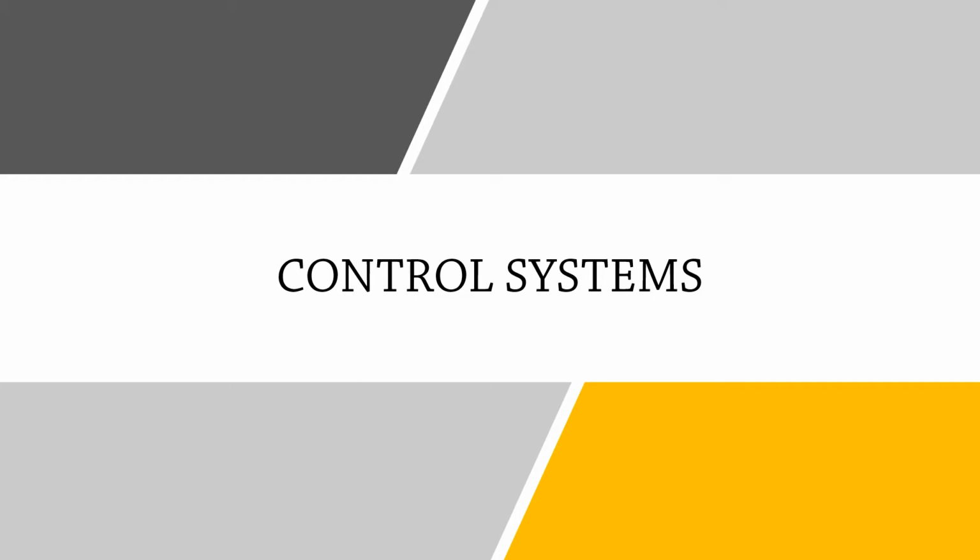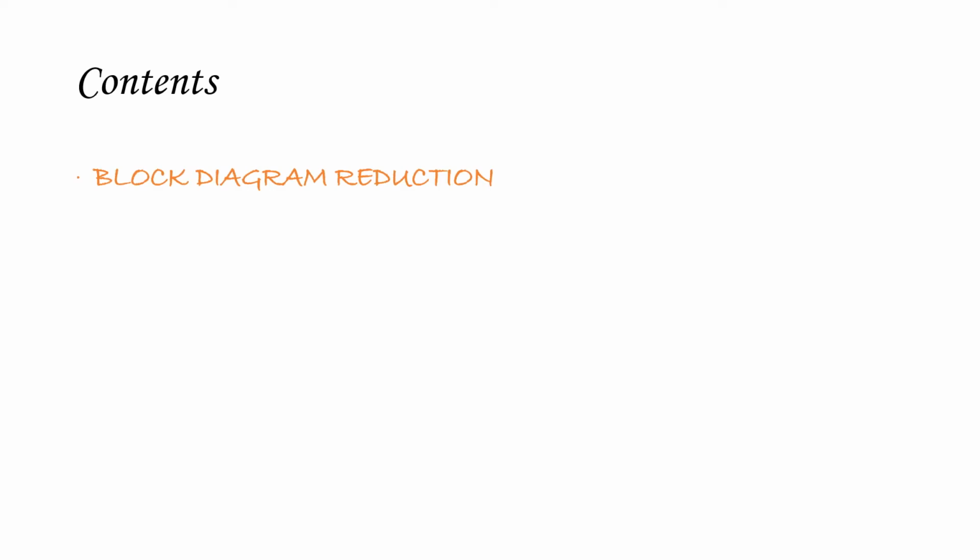So given a complex system which is represented in the form of a block diagram model, how do we obtain the transfer function? In order to obtain the transfer function, we need to reduce the given block diagram model into the simplest form and thereby obtain the transfer function. So how do we obtain the simplest form of the given block diagram model? For that we need to follow certain rules. Those rules are called block diagram reduction rules. So in this video we will learn about block diagram reduction rules.